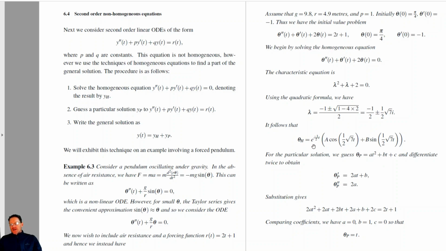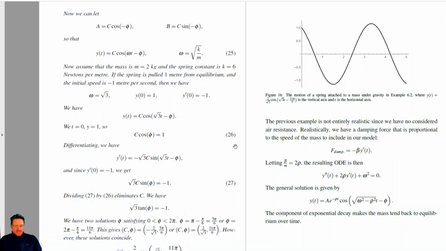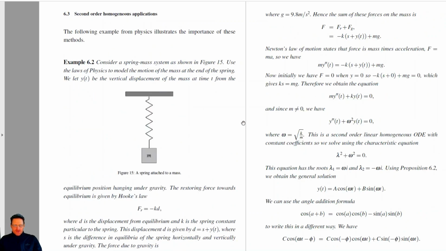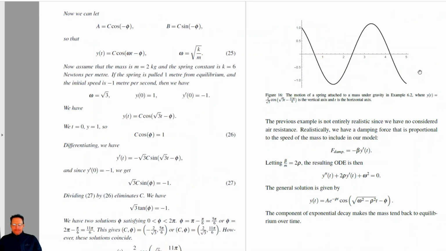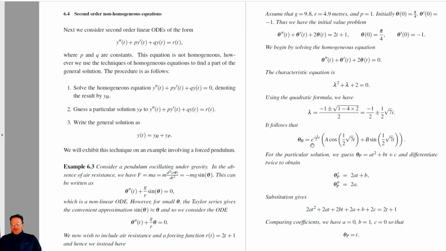And so our general solution from proposition 6.2, way back here, yes, proposition 6.2, that's the third case. We've got e to the real part times t, so e to the minus a half t, all outside of a cos of beta t plus b sine of beta t. But beta is just a half root 7. So this is the general solution to the homogeneous case. We just hold on to that for now.